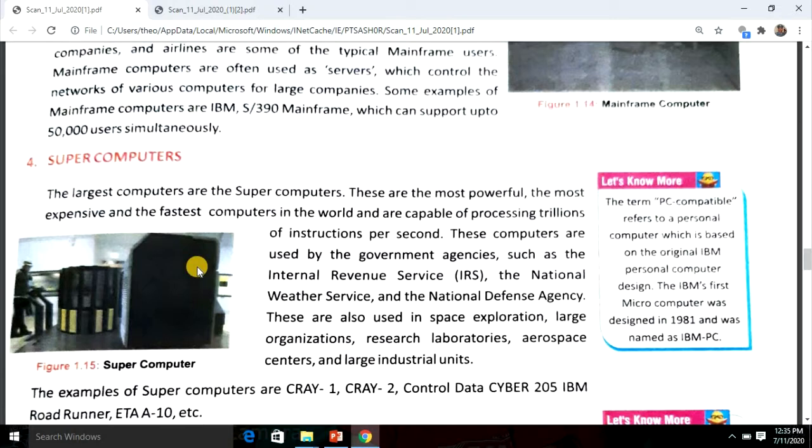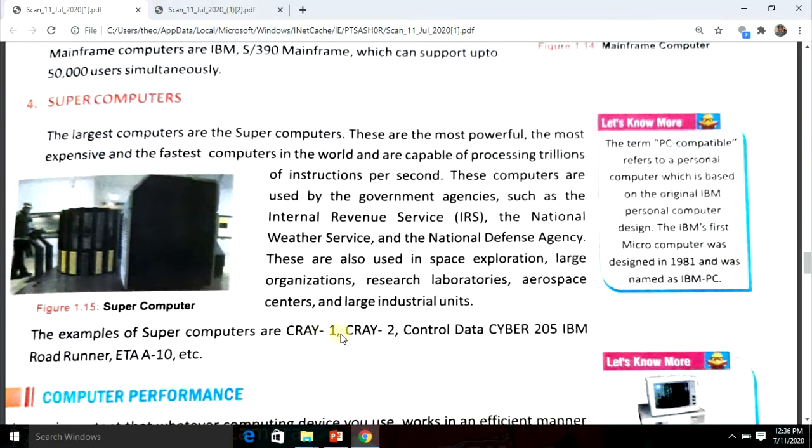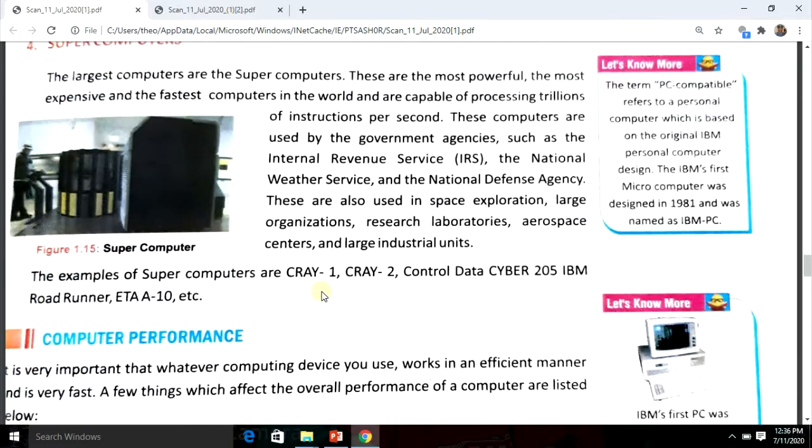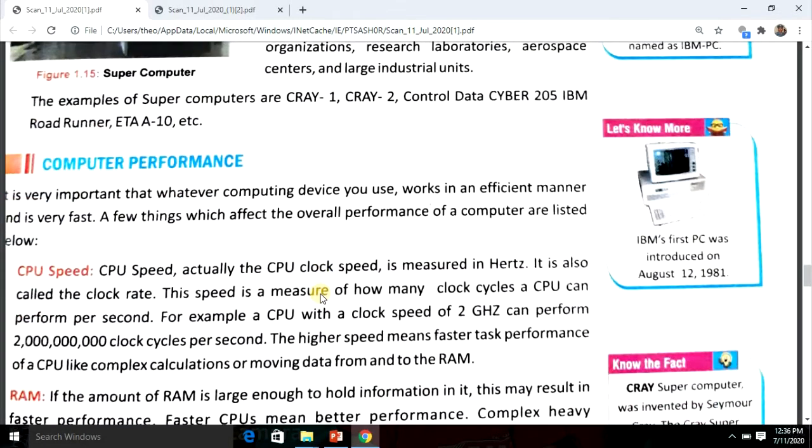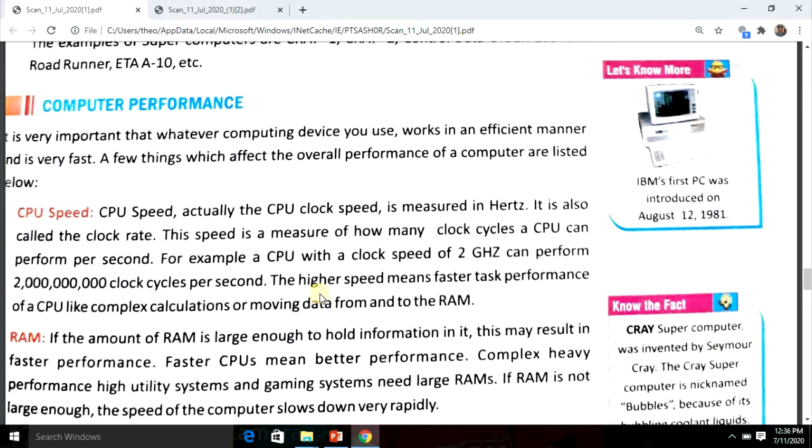the most expensive, and the fastest computer. These computers are used by government agencies such as the internal revenue system, the national weather service, and national defense agencies. Examples of supercomputers are Cray 1, Cray 2, Control Data Cyber, IBM, and India's supercomputer is Param. Now, computer performance.